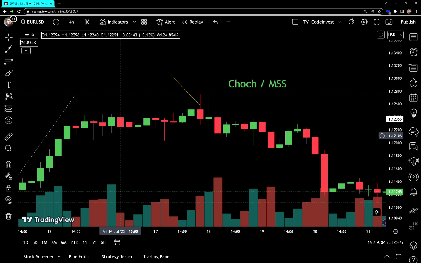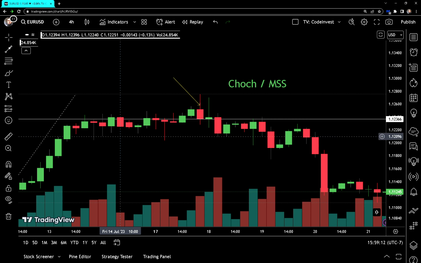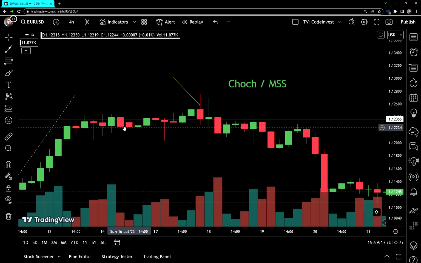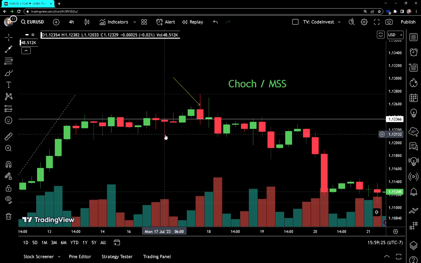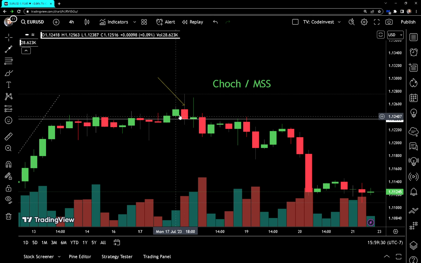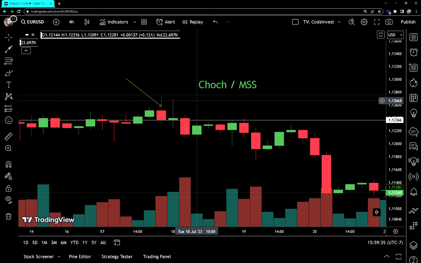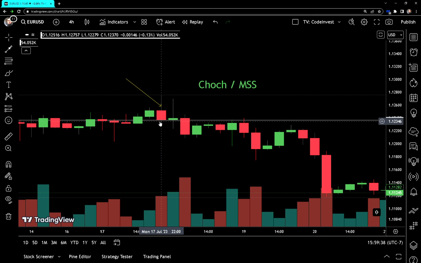This one perhaps started to close below the body, but it wasn't a full close below, as you can see, because the close was down here. We had some reds, still didn't really get below there. Then we had another green, another rise, some reds which didn't close below there. Another rise here. So finally we got our first red that closed below the green, so that's where the change of character or market structure shift occurred. That's the first one.